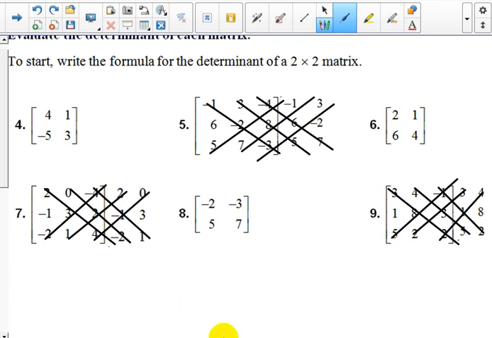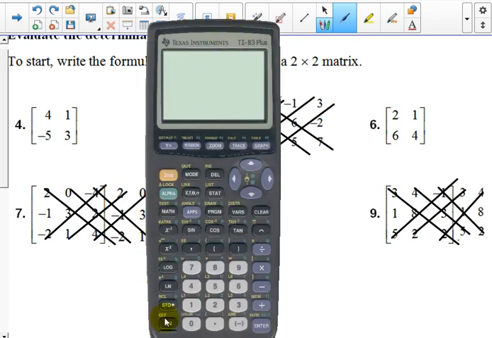Whoops. I keep grabbing my hand one and not the example one. Clear your screen. Matrix A, and I'm going to enter a 3 by 3 again, so enter, enter. And we're going to enter this data.